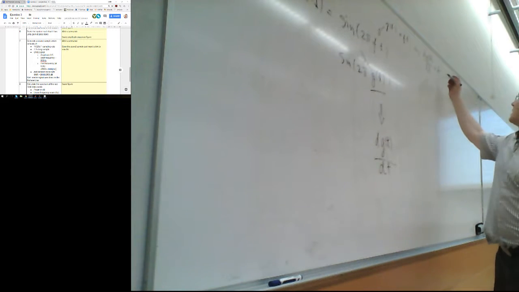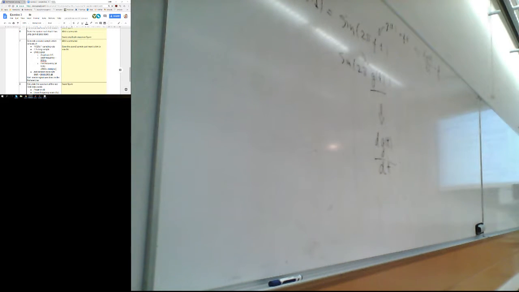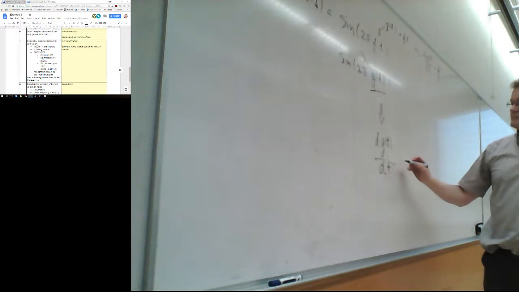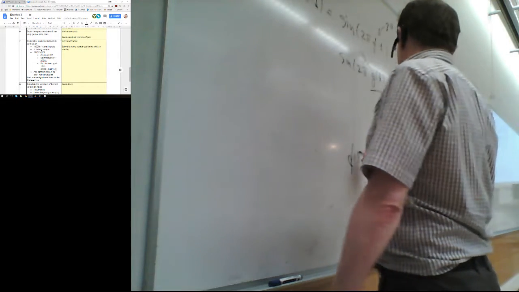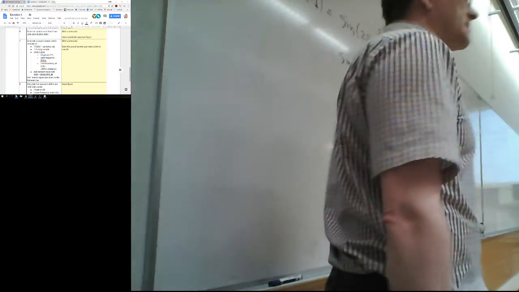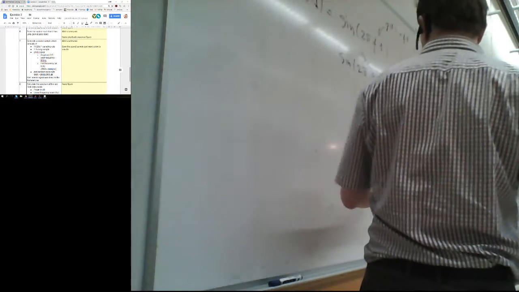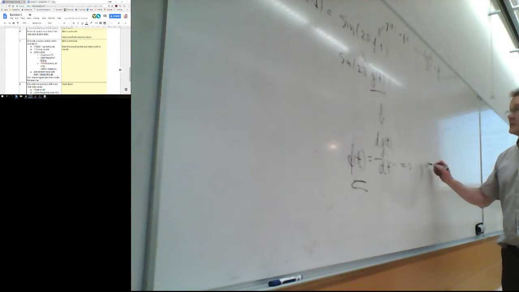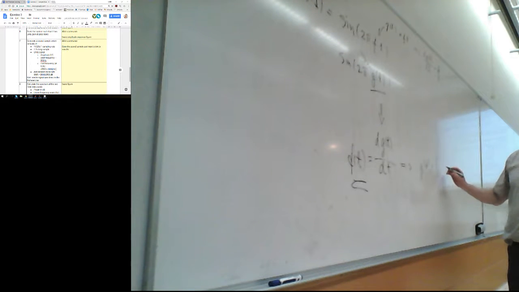So basically, if you want to generate a signal with the varying frequency, you need to plug in on this sine 2 pi f t an integral of that.